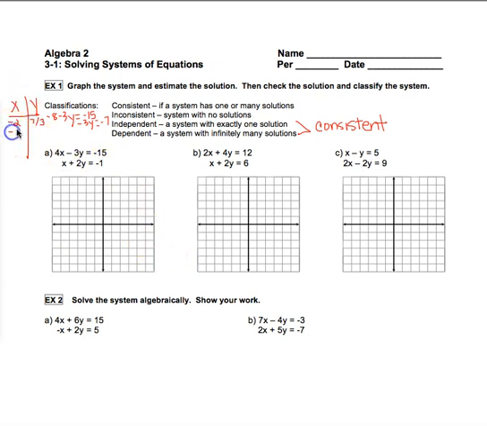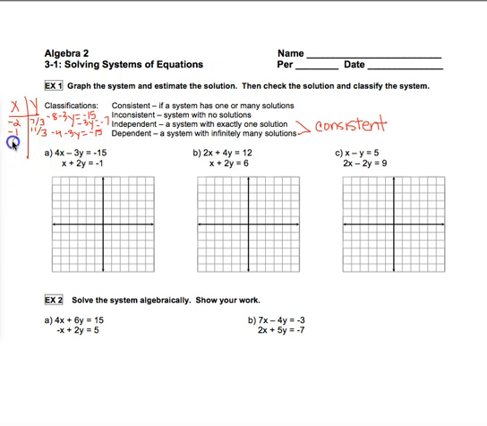So now I'm going to try negative 1 and see what happens. So 4 times negative 1 is negative 4. So I get negative 4 minus 3y equals negative 15. If I add the 4 to both sides, I get negative 3y equals negative 11. So that's going to give me 11/3. So again, it doesn't come out evenly, but that's okay. We can still use it.